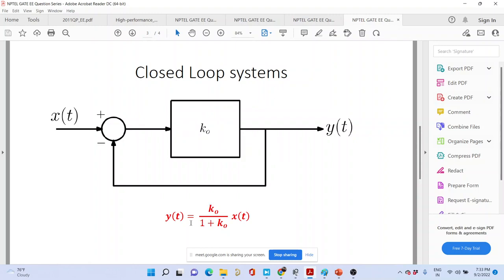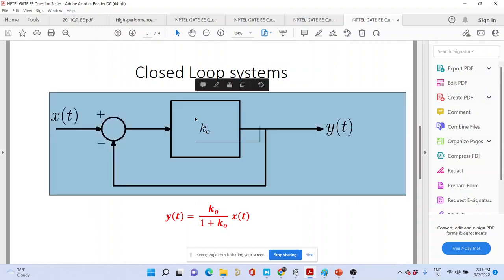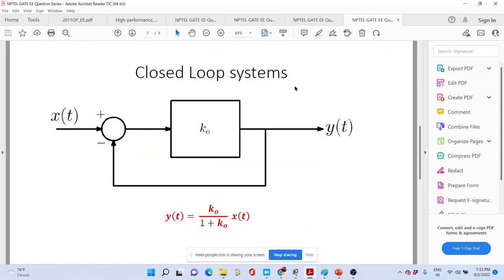Then 1 can be neglected. So yt becomes equal to k0 divided by k0 into xt. So you get yt equal to xt. So you need not know what k0 is. There need not be any certainty of the value of k0. It may be uncertain, but if k0 is large, then your yt becomes equal to xt. That is, error becomes very small. This is the fundamental reason. This is the fundamental thumb rule of any control design.